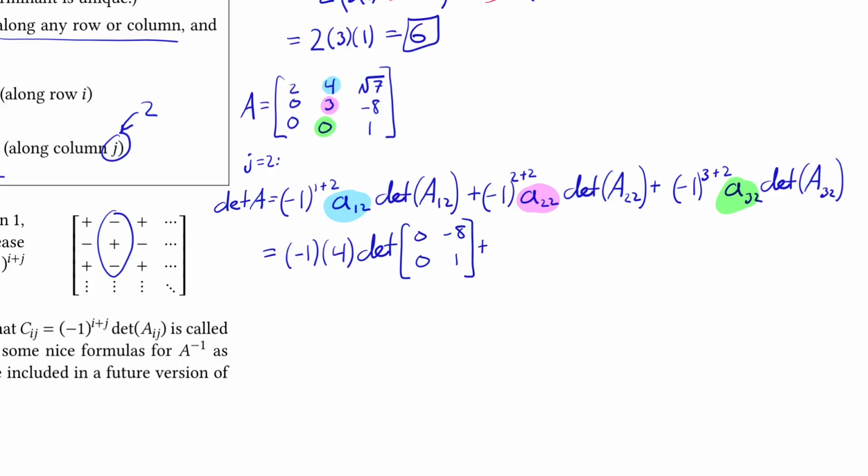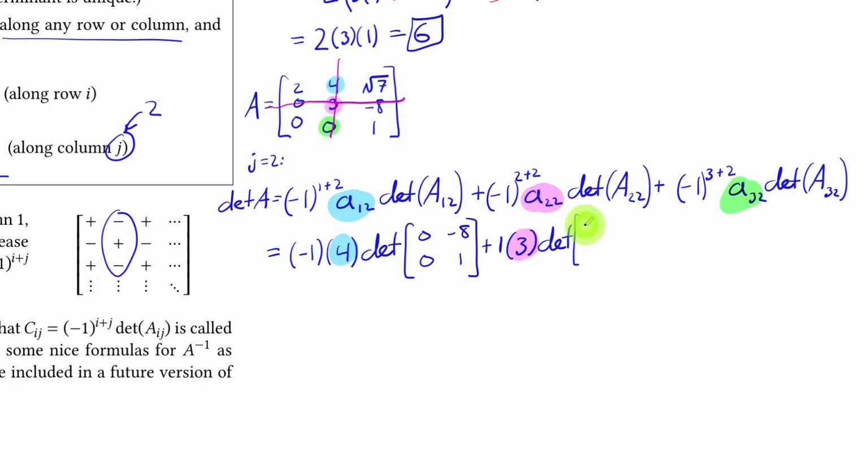Next, we have a positive 1. And a sub 2 is the entry 3. And we're doing the determinant of what we get when we cross out that row and that column. And we're left with 2, root 7, 0, and 1.